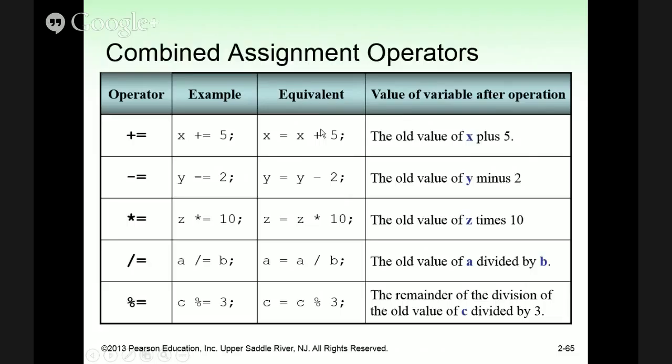So the way that would work is, let's say before we got to this line of code, x had a value of 3. So we come down here and we have this line. It says x equals x plus 5. X is currently 3, so we evaluate 3 plus 5, and that becomes the new value of x. So x would become 8 in that case.